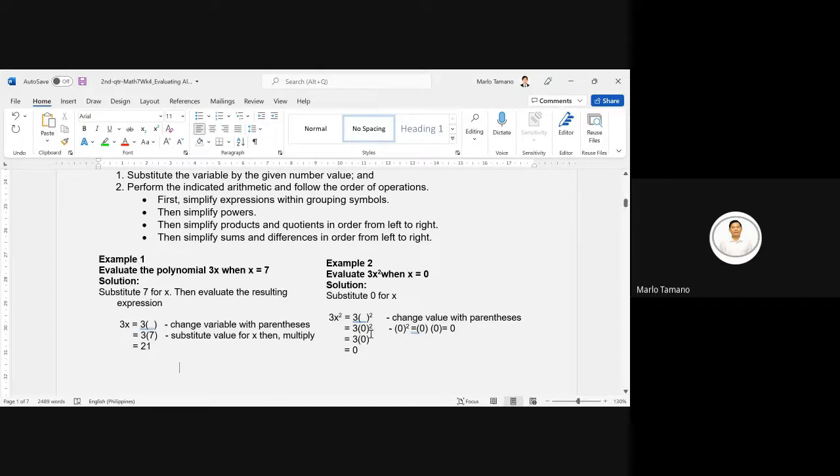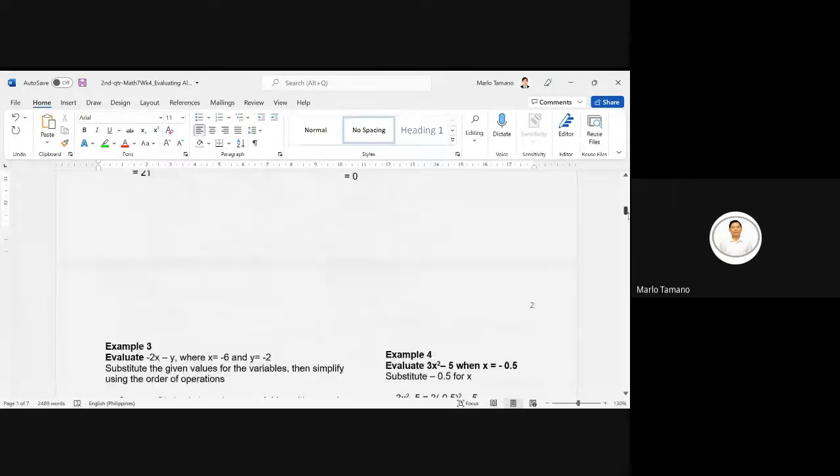Yan, PEMDAS. Ano yung M? Multiplication. Then, D is division. Then, A is addition. And S is subtraction. PEMDAS. Okay po? So, 3 times 0 is 0. Any number multiplied by 0 is equal to 0.